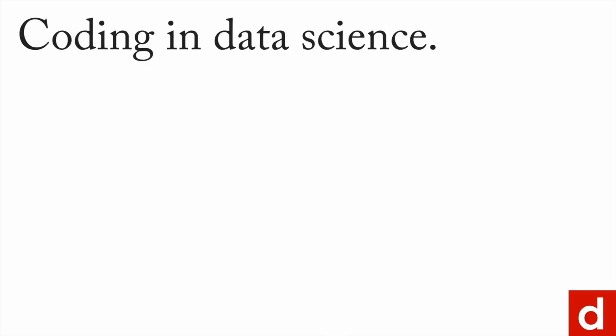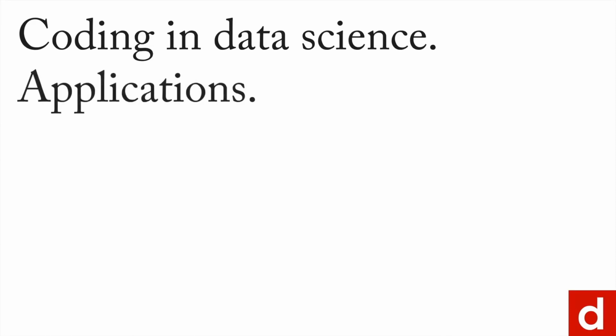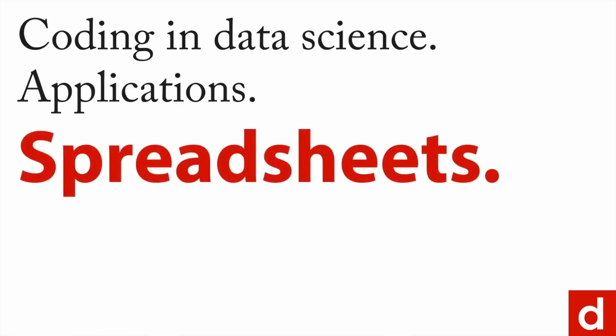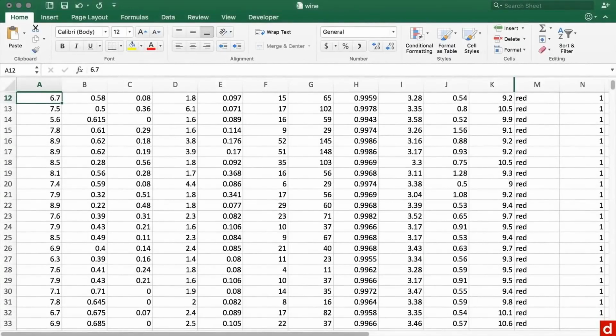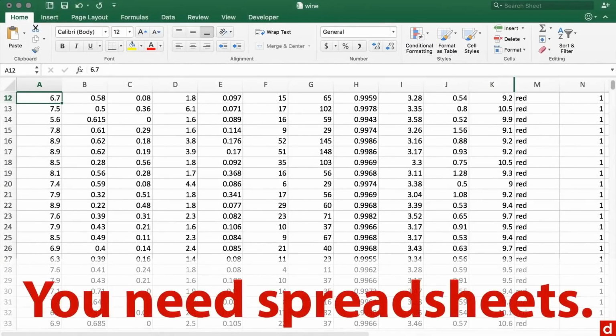As we begin our discussion of coding and data science, I actually want to begin with something that's not coding. I want to talk about applications, or programs that are already created that allow you to manipulate data. And we're going to begin with the most basic of these, spreadsheets. We're going to do the rows and columns and cells of Excel. And the reason for this is you need spreadsheets.